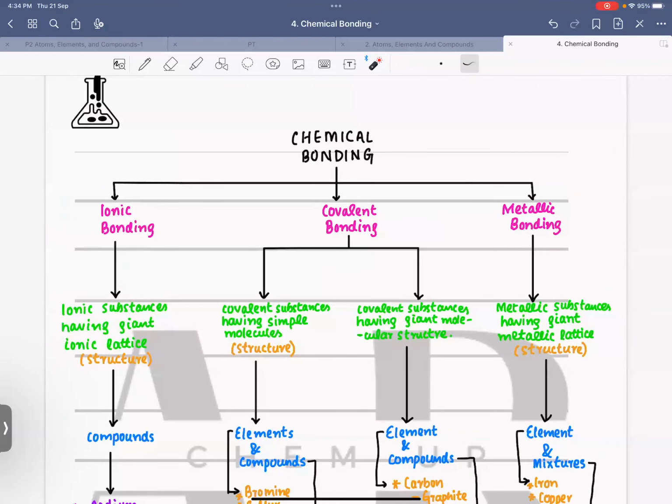So before starting with the bonding, you must have an idea that molecules are only formed when which kind of bonding takes place. Only covalent bonding takes place, then the molecules are formed. Okay, there are molecular structures. But when there is ionic bonding, no molecule is formed. There is going to be just a giant ionic lattice or giant ionic structure. In a similar way, when there is metallic bonding, a giant metallic lattice is formed, and molecules are only formed when there is covalent bonding. Is this clear? Yes.